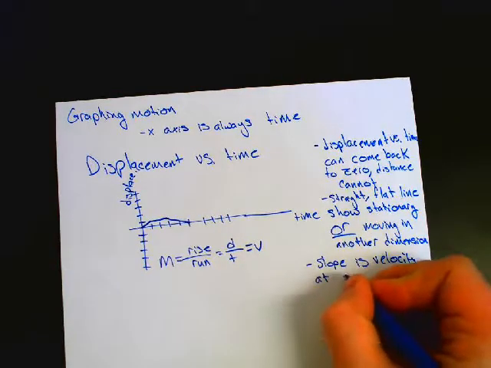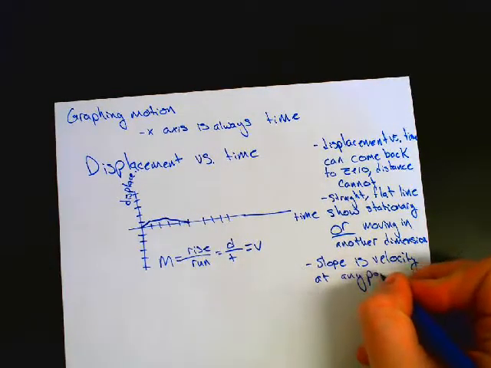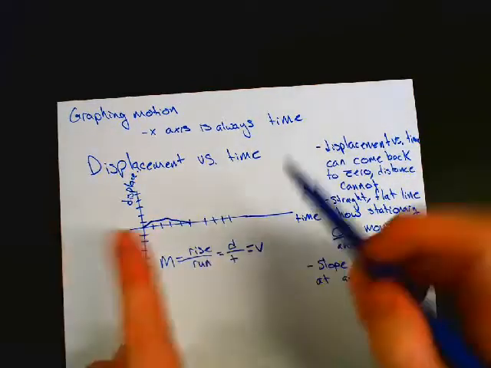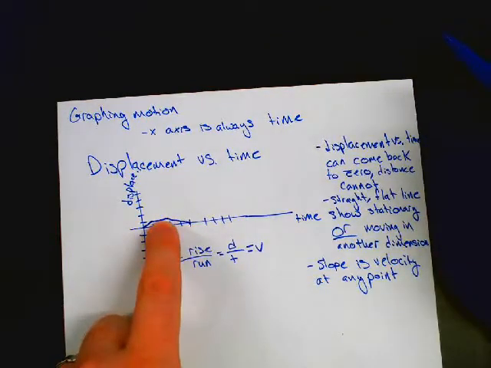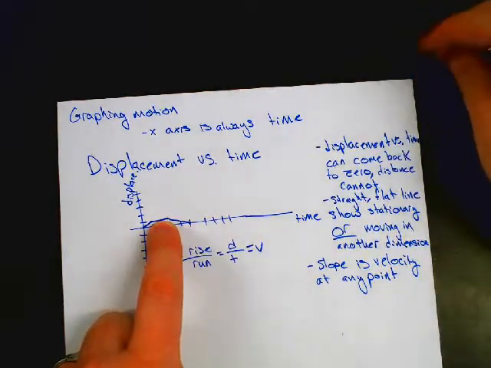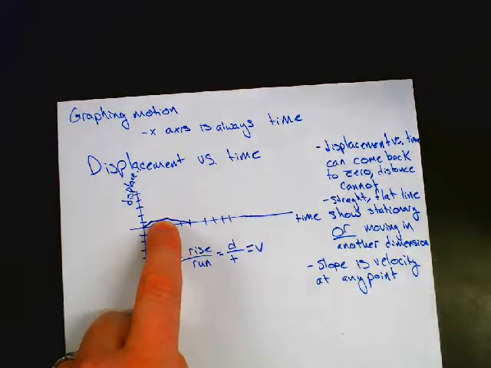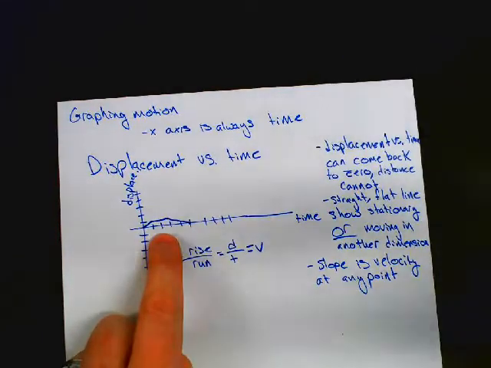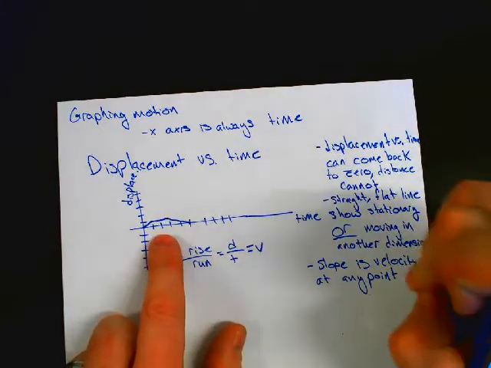At any point. And to reinforce that idea, what is the slope of a flat line? 0. And how fast was he moving when he was standing stationary? 0. So the slope of the displacement versus time graph at any point is the velocity.